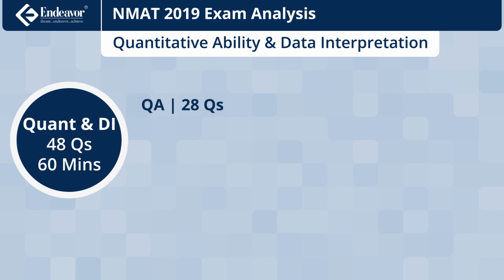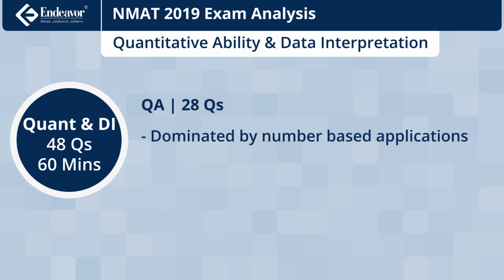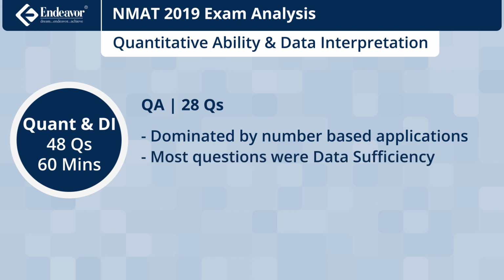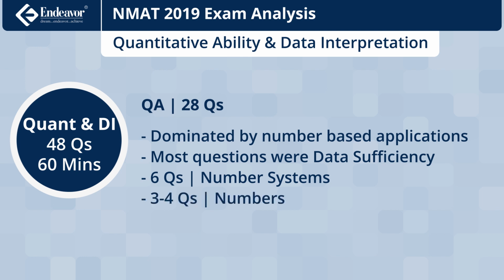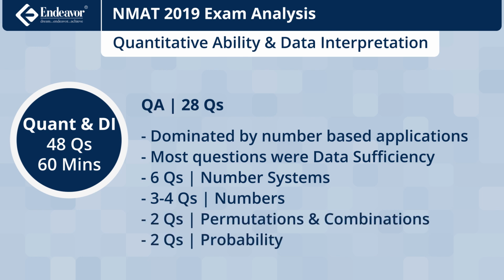Quant section was primarily dominated by number-based applications. Almost all questions of data sufficiency, around 6 of them, tested the concept of number systems only. 3 to 4 more independent questions of numbers gave a treat to the test takers having a good hold over concepts of numbers. Permutation, combination, probability, both had a share of 2 questions each.